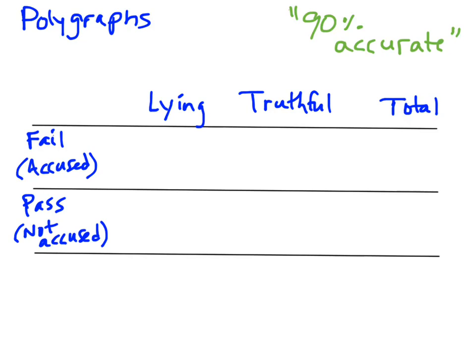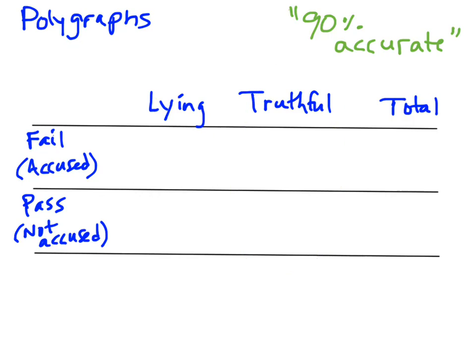This is very similar for polygraphs or lie detectors. This works the same way as the mammograms example. So polygraphs claim to be 90% accurate. All right, so what is that referring to? Well, once again, it's 90% accurate at detecting among people who are lying and among people who are truthful.